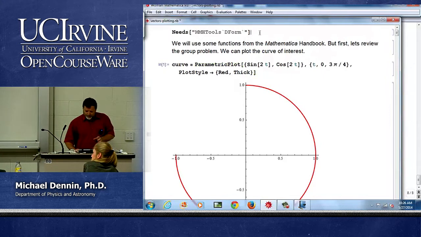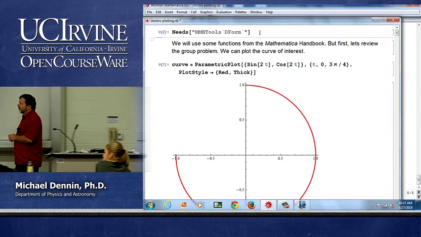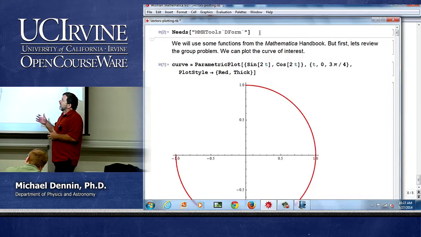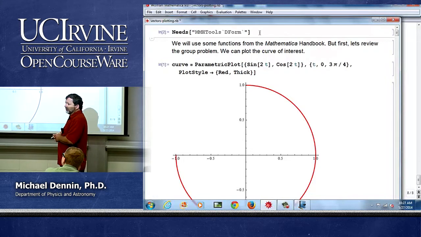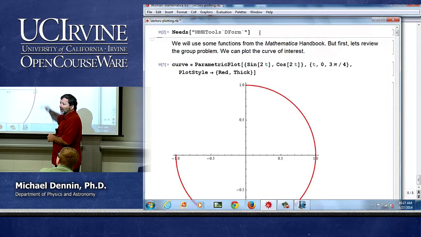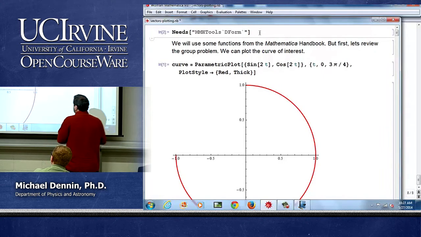I can't remember if I use any of the Mathematica handbook tools, but I do when I'm doing the vector calculus. I tend to load the deform thing if I need it, because it has a bunch of the functions that Peter Taborek wrote that make derivatives nice and things like that.